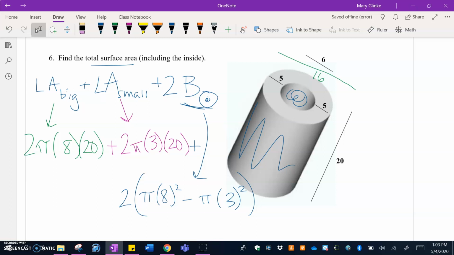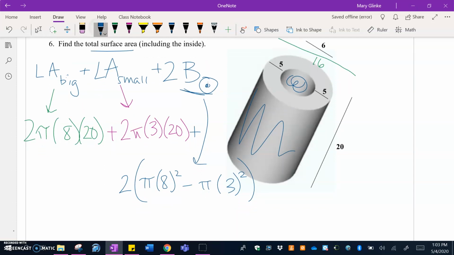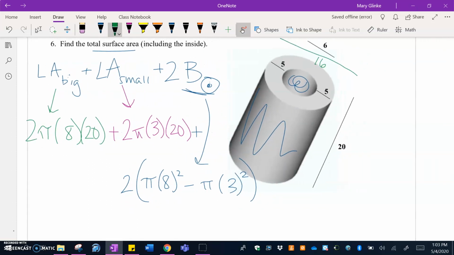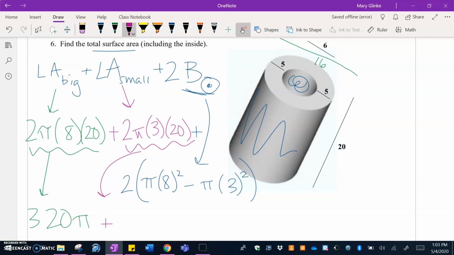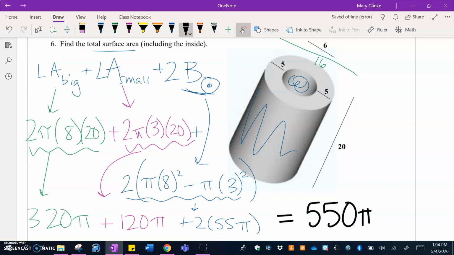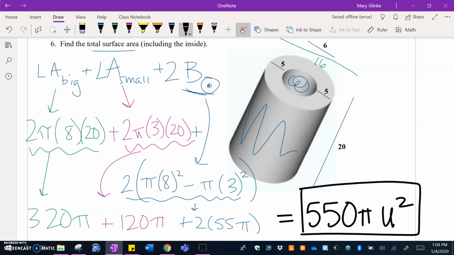So now it's an issue of combining all of this together and multiplying it all out. This first part here, when I multiply those all together, becomes 320 pi. The lateral area of the smaller part, when I multiply all that out, is 120 pi. And then the 2 times the area of the base is going to be 2 times 55 pi. Since these all have pi's in them, I can combine them all together to get a final answer of 555 pi units squared, which would represent the total surface area, including that inside part that was cut out.